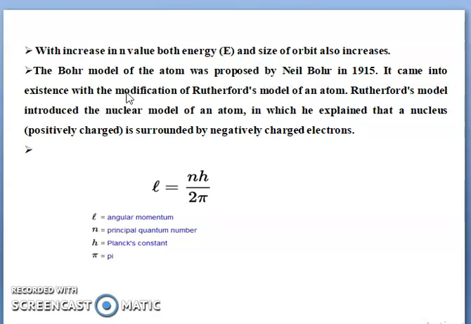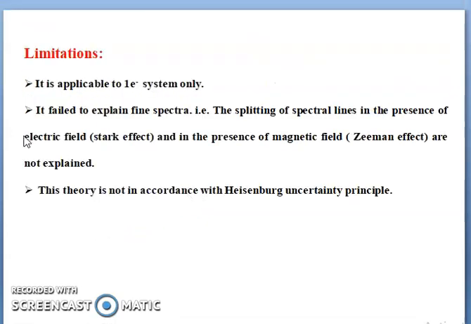So the Rutherford model introduced the nuclear model of the atom, in which a positively charged nucleus is surrounded by negatively charged electrons. Here you can see the formula L = nh/2π, where L is the angular momentum, n is the principal quantum number, h is Planck's constant, and π is this one. Now let's look at the limitations of the Bohr atomic model.